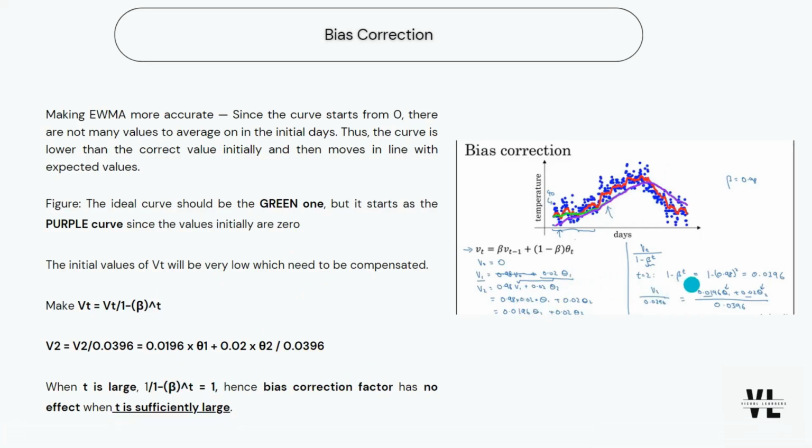So in this case, t is 2 for v2, and here we're considering beta as 0.98, and 1 minus beta squared is 0.0396, and we substitute this in this formula, v2 divided by this value, and that's basically the corrected value.